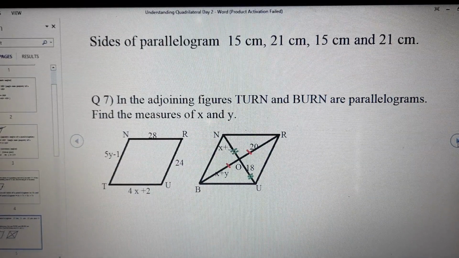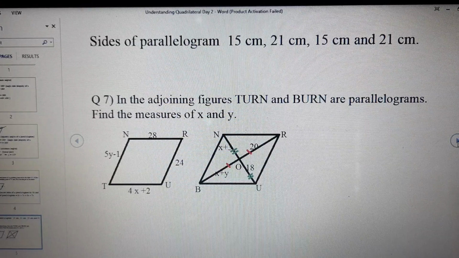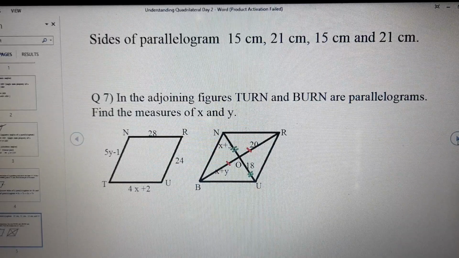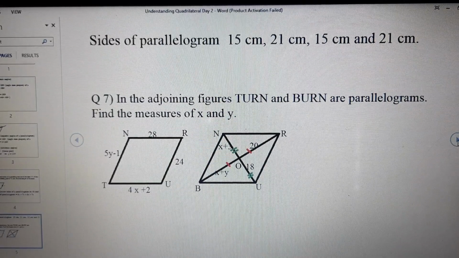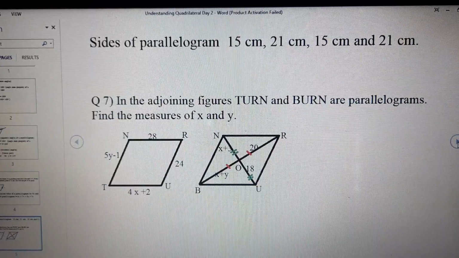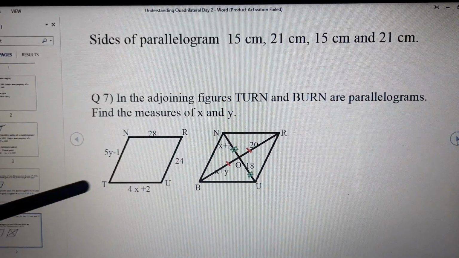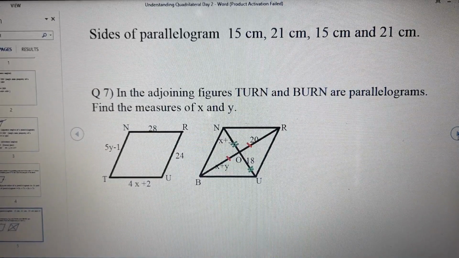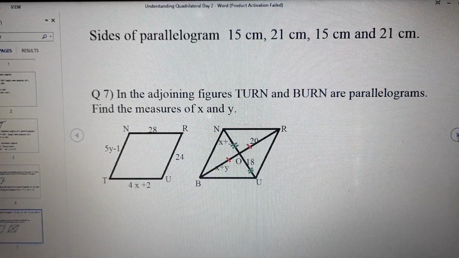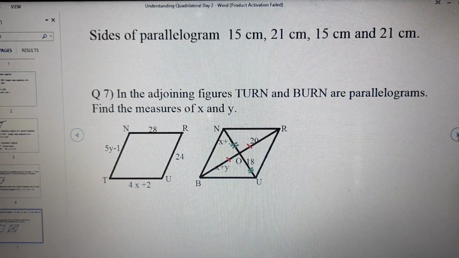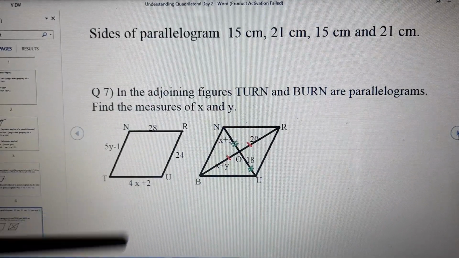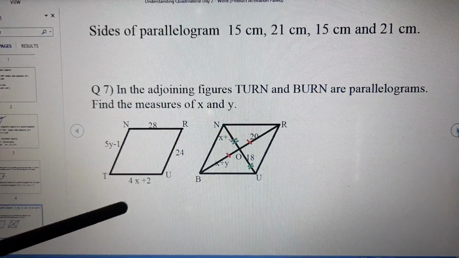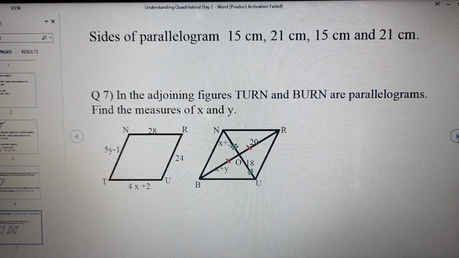Now moving on to question number 7, it has two parts. We'll be taking the parts one by one. So in the first part, TURN is a parallelogram, and we are supposed to find the values of x and y. If we see this diagram TURN, they have not given the angles, they have given the measurements of the sides. In a parallelogram, opposite sides are equal. Are you getting it? So TU will be equal to NR. So 4x plus 2 is equal to 28.